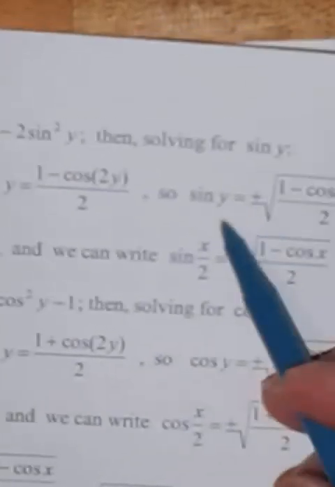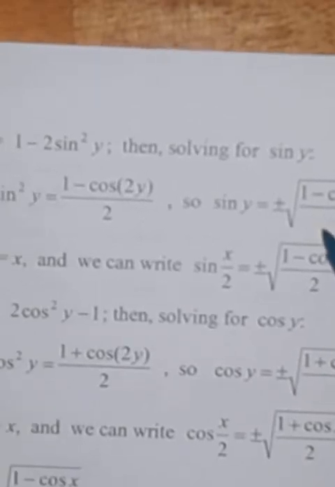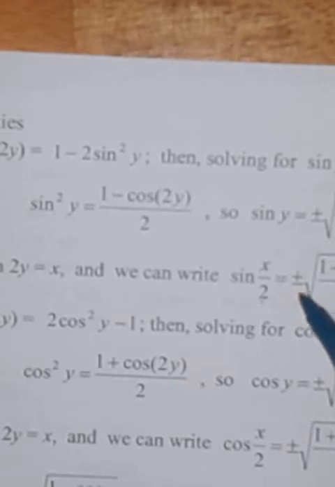And so sine of y will be plus or minus the square root of all that, right? Plus or minus the square root of 1 minus cosine 2y over 2. Now, I'm going to replace y with x over 2, right? So instead of saying sine y, I'll say sine x over 2 equals plus or minus the square root of 1 minus cosine, and so 2 times x over 2 will be x, all over 2. Okay, so we have an expression to find sine of x over 2.